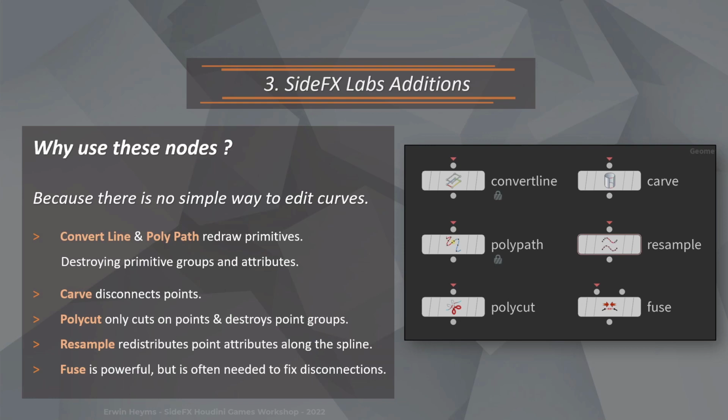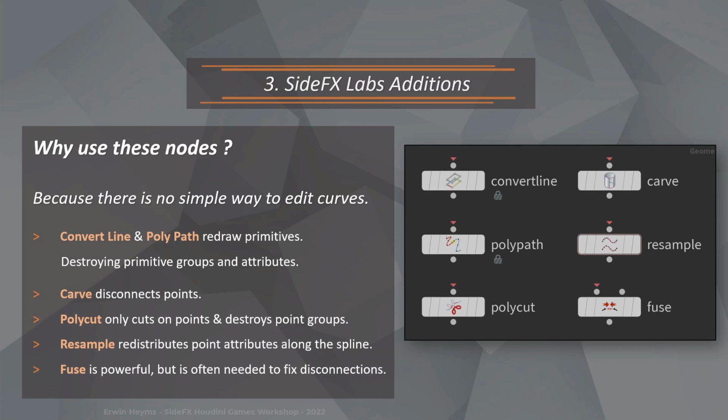Next to that, the carve node will disconnect all points when it segments things, unlike the convert line node, but it does maintain primitive attributes. So there's a trade-off there, right? You have 2 nodes that basically do the same thing, but there's something that doesn't quite work the way we want it. Next to that, the poly cut can cut on points, but unfortunately when it does, it tends to destroy point groups. So if you cut a point on a point group, usually that point group only gets moved to one of the 2 points, one of the 2 ends where the cut was made, not both.